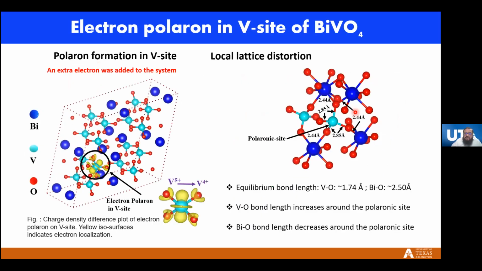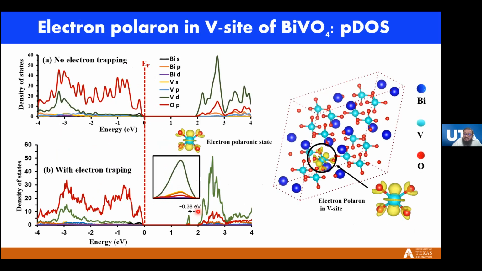First, the way we mentioned, we localize or stabilize the electron polaron, and as expected, it stabilized at the vanadium site. The charge state of the vanadium ion changed because of electron trapping in the lattice, and this shows the lattice distortion, which creates the potential to trap the electron.